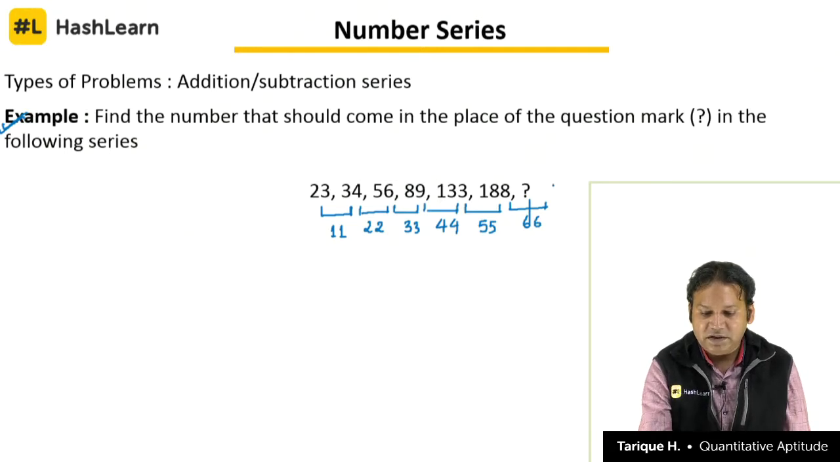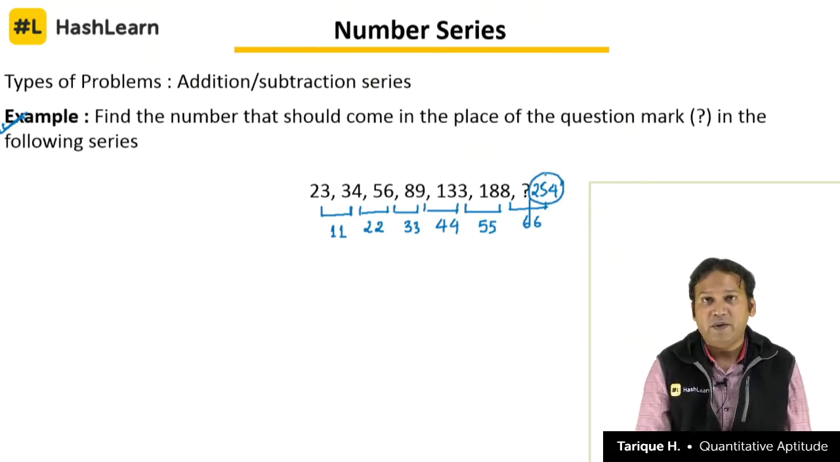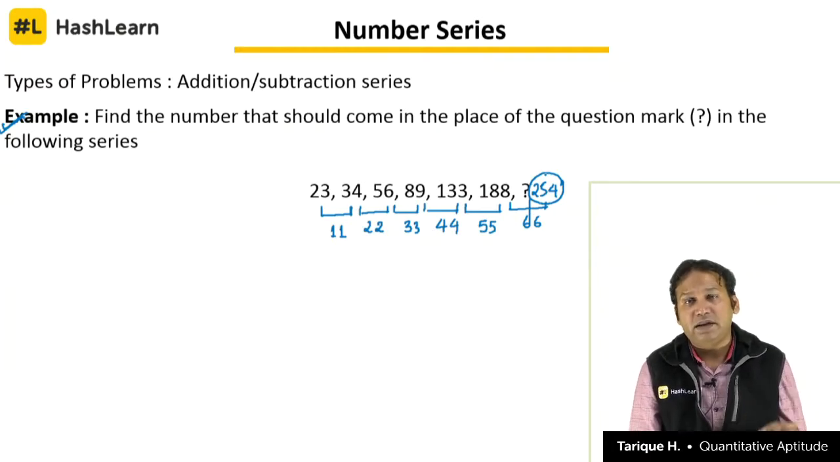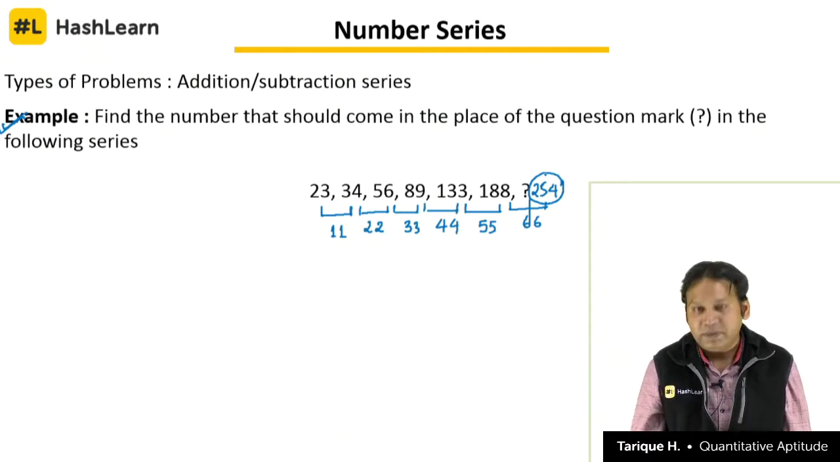So 6 plus 8, 14. And 19 plus 6, 25. So what is the number that should come in the place of the question mark? 254, right. So you keep in mind here that the difference that you get in the series can be multiples of numbers also, right. For that you need to be good with your basic multiplication tables.